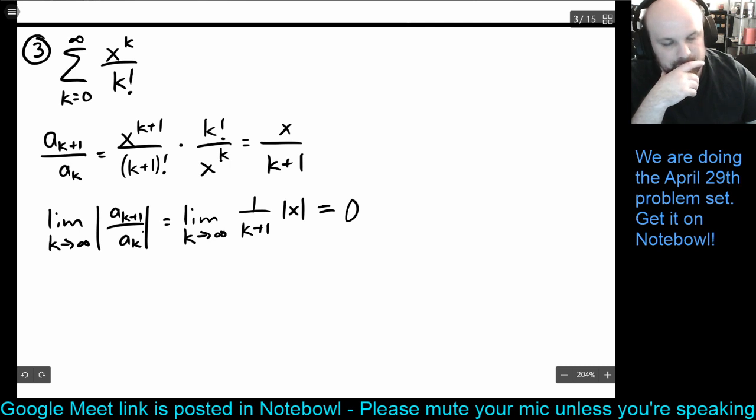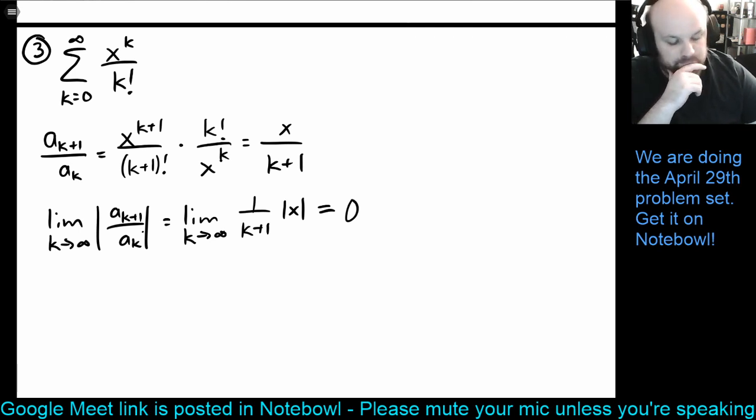It's 0, right? So what does that mean in terms of a radius of convergence, do you think?